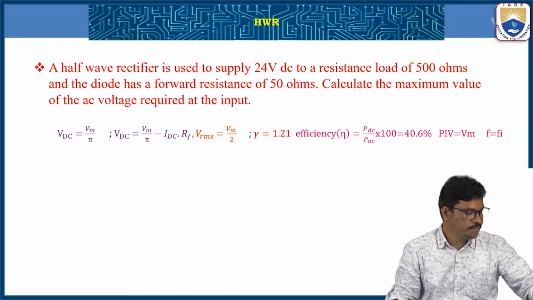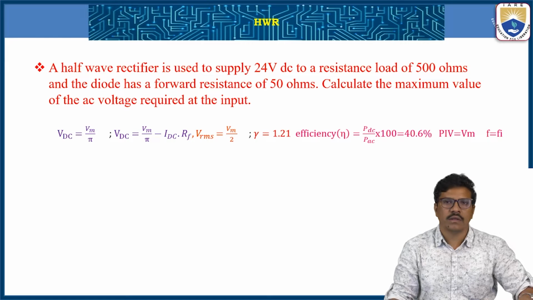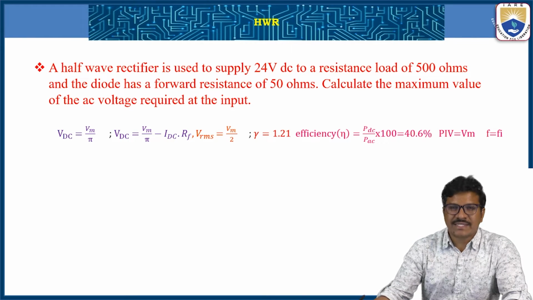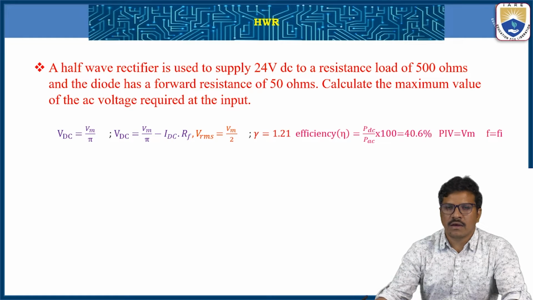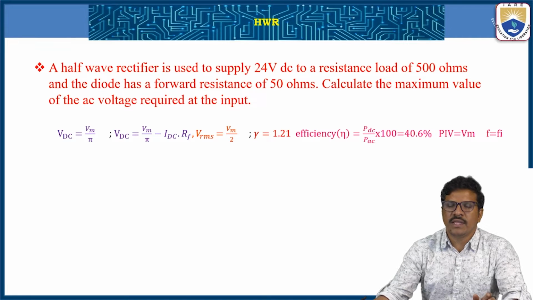A half-wave rectifier is used to supply 24 volts DC to a resistance load of 500 ohms, and the diode has a forward resistance of 50 ohms. Calculate the maximum value of the AC voltage required at the input. The problem gives the delivered DC voltage, the load resistance and the internal forward resistance of the diode. Then what would be the voltage applied to get these 24 volts?